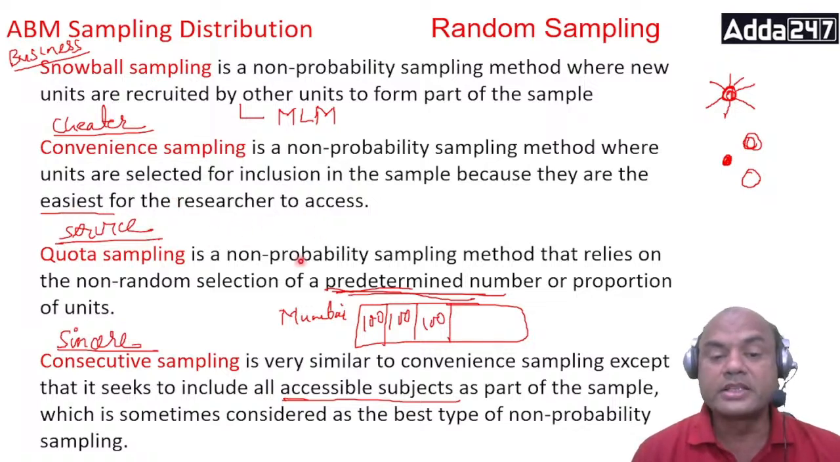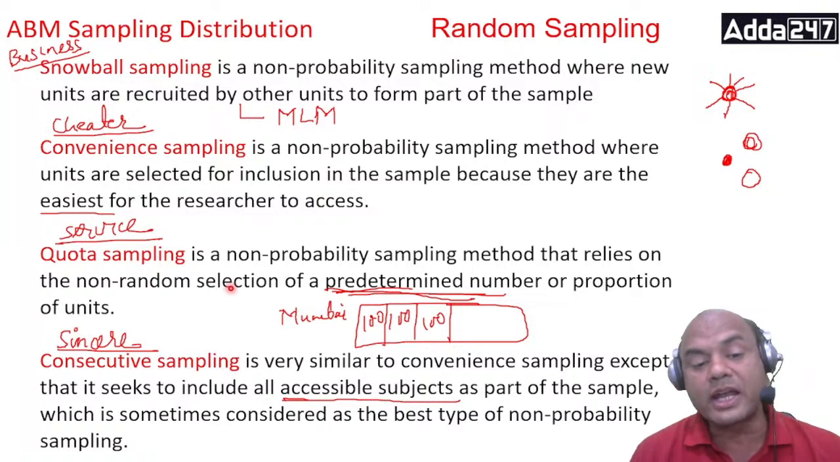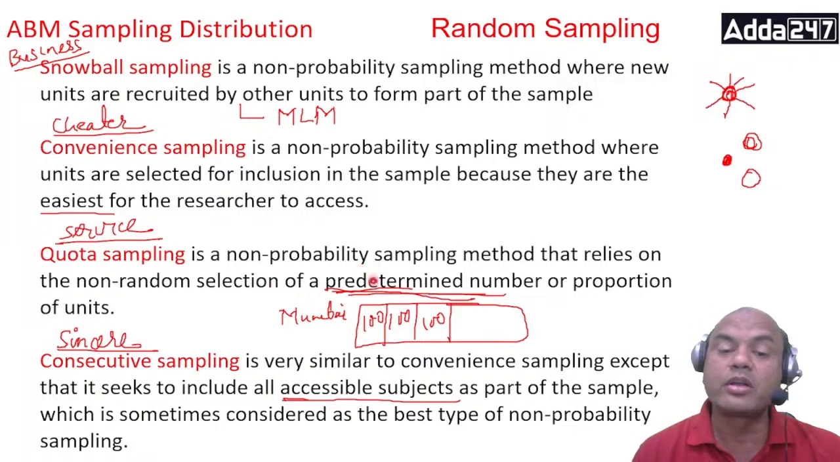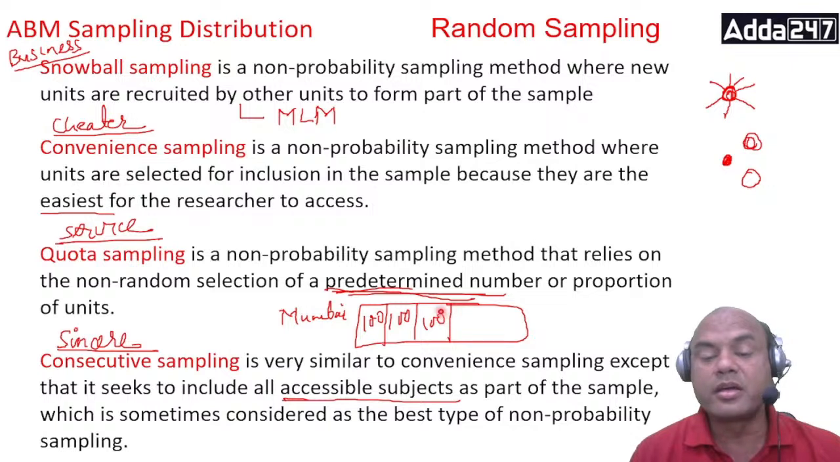Quota is a non-probability sampling method that relies on the non-random selection of a predetermined number or proportion of units. Okay, so non-random selection of a predetermined number. Predetermined. Quota means what? Mumbai 100, Delhi 100, UP 100. So quota means a quota is given to everywhere.